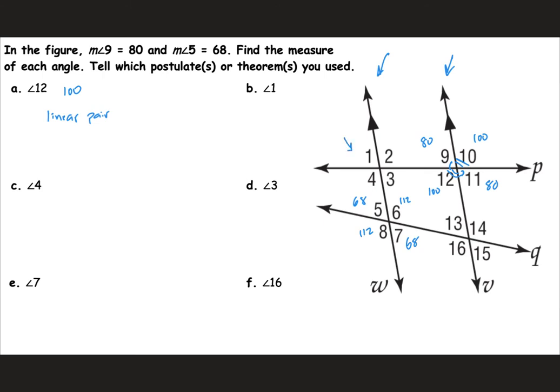Now, angle 1 is on transversals W, I'll change color so you can see this, is on transversals W and P. However, if I'm looking at transversal W, that means my two intersected lines are P and Q. P and Q are not parallel. Okay, therefore there isn't any information. P and Q are not related because P and Q are not parallel.